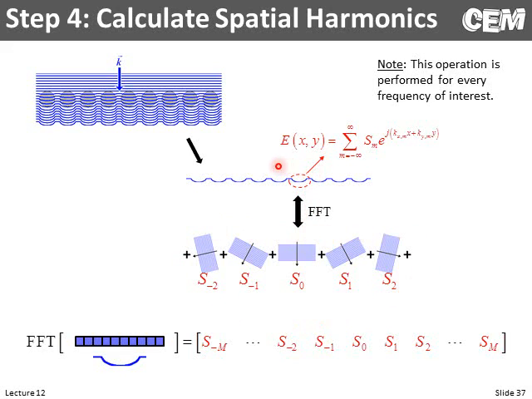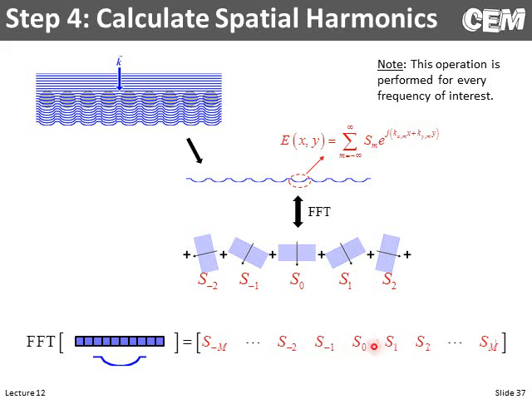So all we do is we take this one period of the function, we FFT it, calculate the fast Fourier transform, and the array that comes out are the amplitudes of these spatial harmonics. So here we're showing blue for the transmitted side. We simply FFT that, and the new array that we get are the amplitudes of the spatial harmonics.